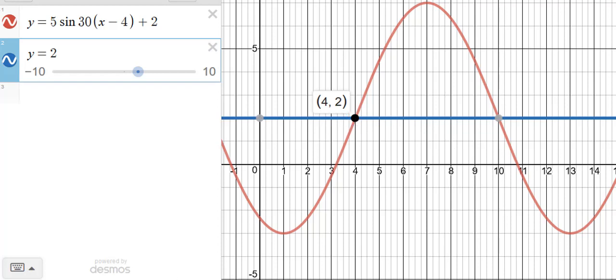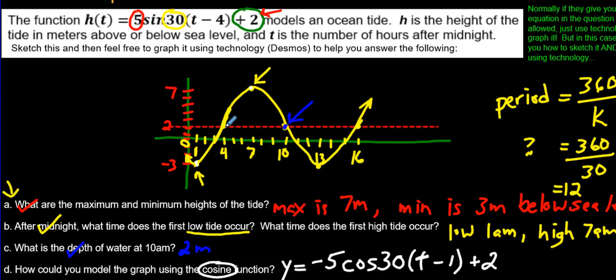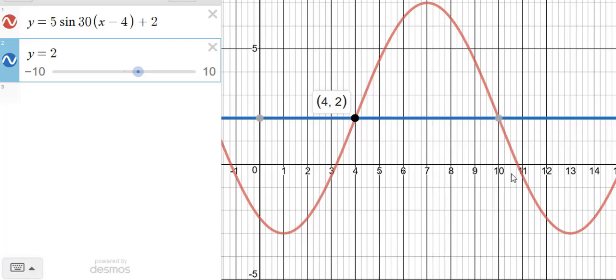Let's see if that makes sense on our graph. At 4 we were too high. It's exactly correct. Pretty cool, eh? You should have 10 and 2 as well. Let's look for 10 and 2. 10 across, 2 up. There it is.